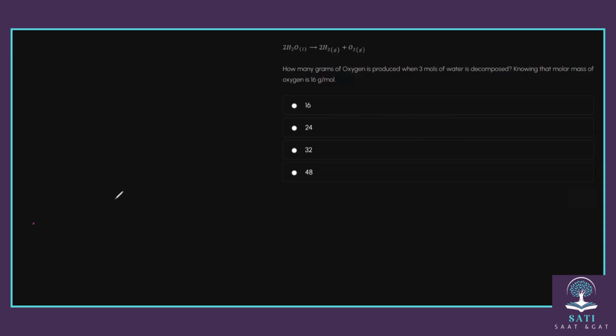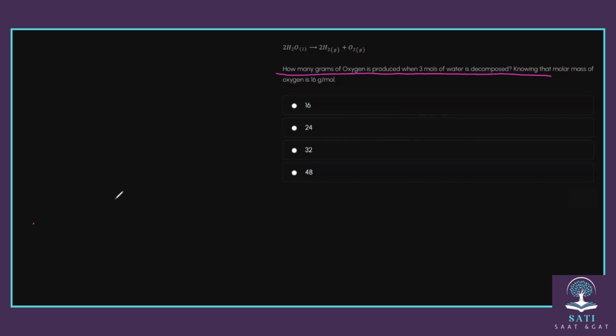2H2O, which is water, decomposes into hydrogen and oxygen. The question now: how many grams of oxygen is produced when 3 moles of water is decomposed? What is the question about? It is about the mass of oxygen. And they gave me the molar mass of oxygen.